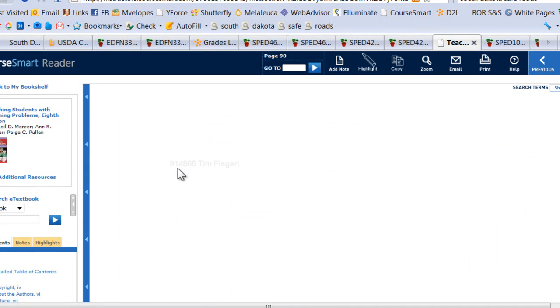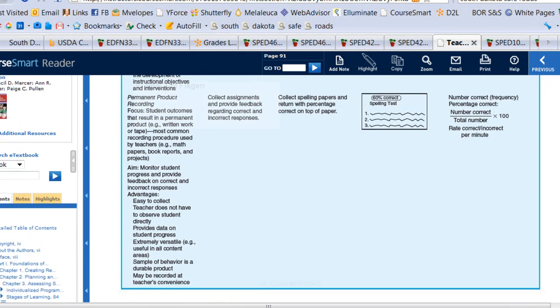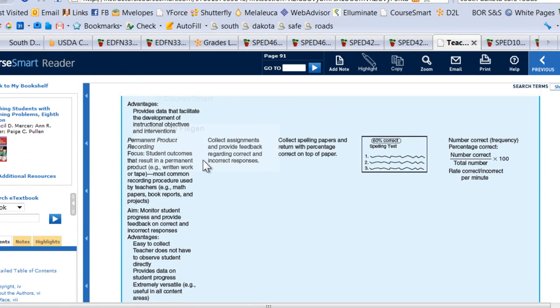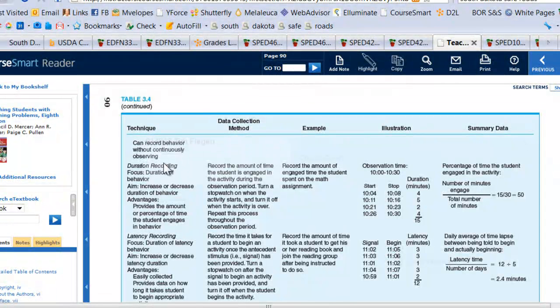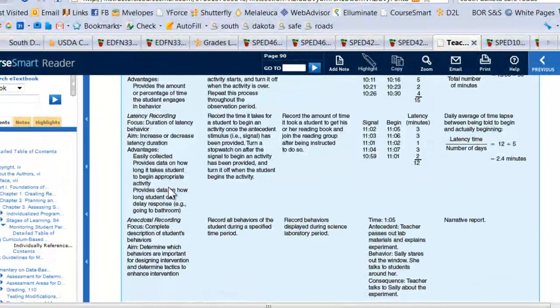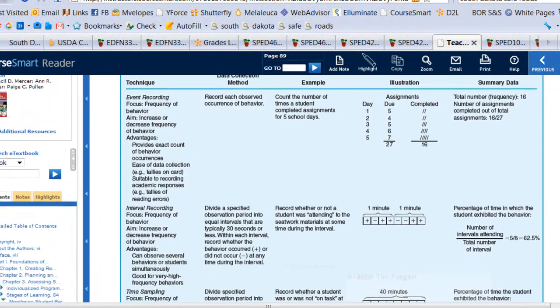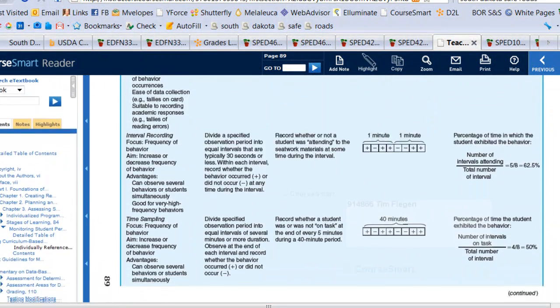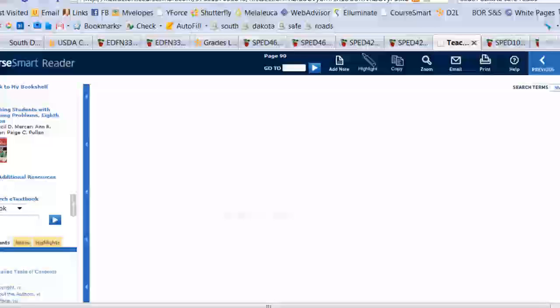Here are your observation recording techniques that you can use for the notes. I know you've heard of these. Also, permanent product recording. Here's the first one: duration, latency, those are temporal. Anecdotal, and there are some examples here, and again I want you to pull this out of here so you have it. Interval, time sampling, bring those out of here.